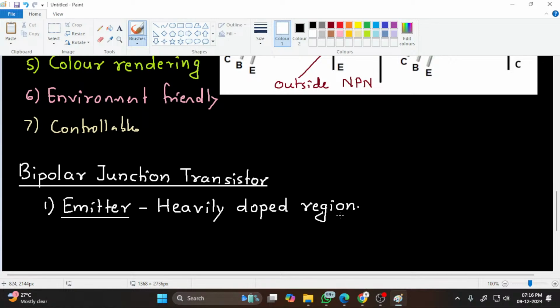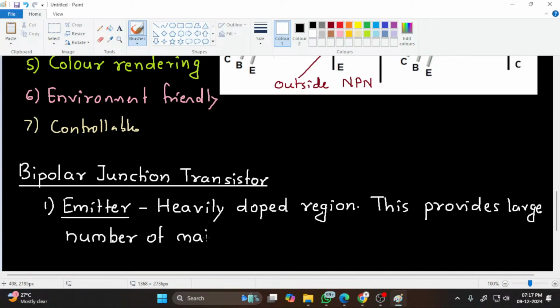Heavily doped means impurity concentration is high. This supplies a large number of majority carriers for the current flow. This provides a large number of majority carriers for conduction.